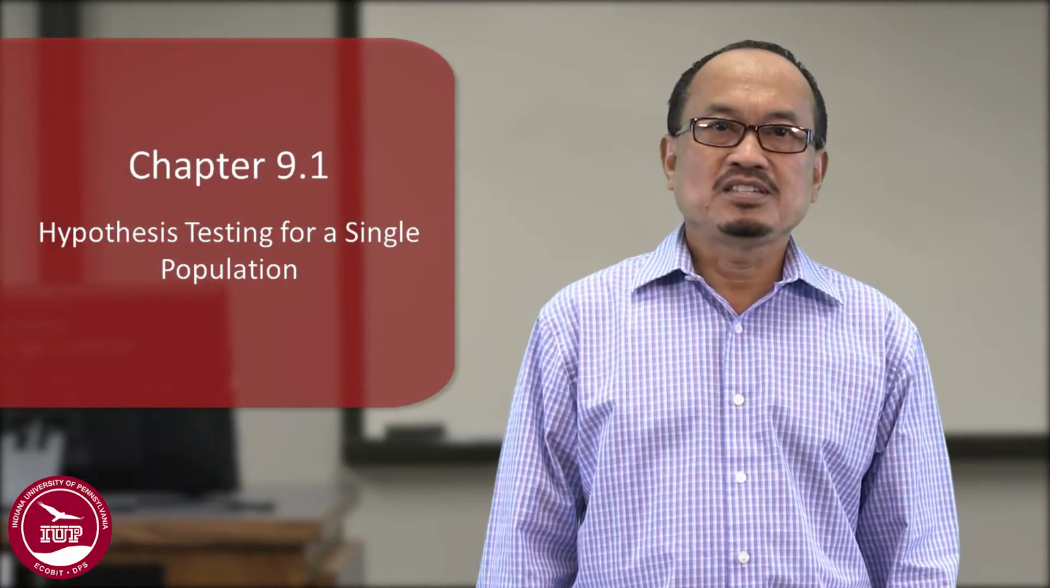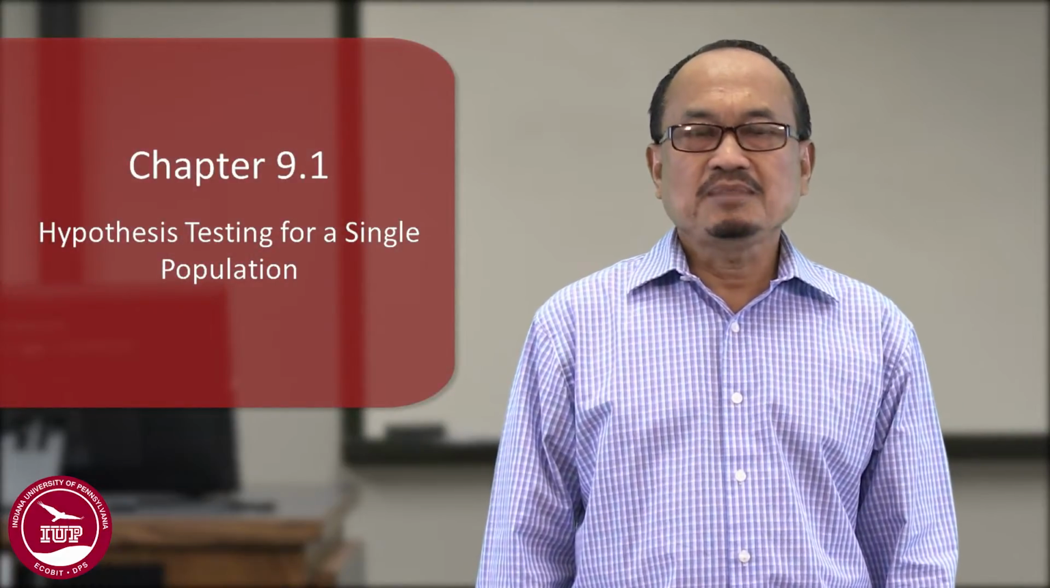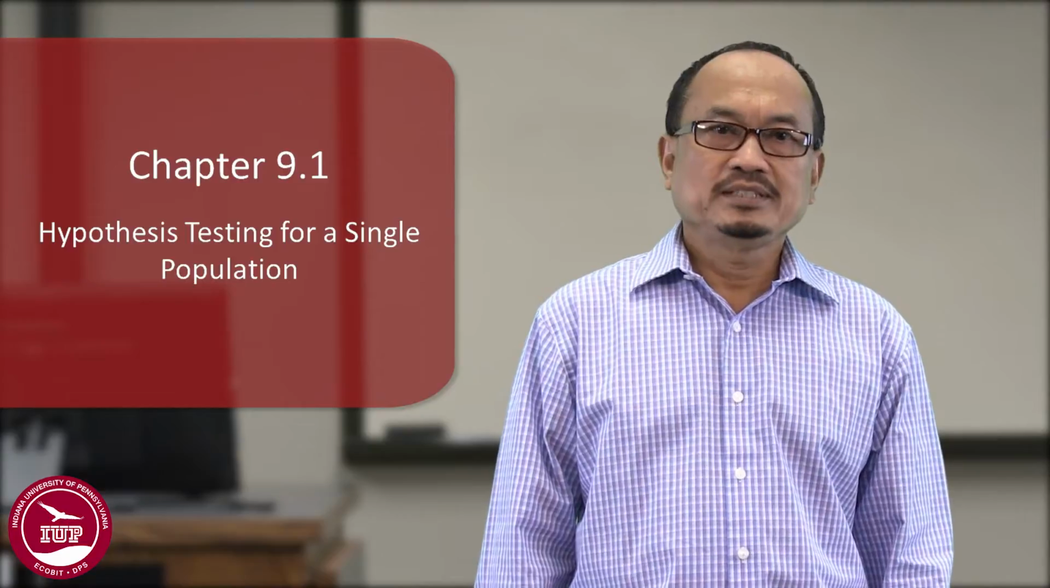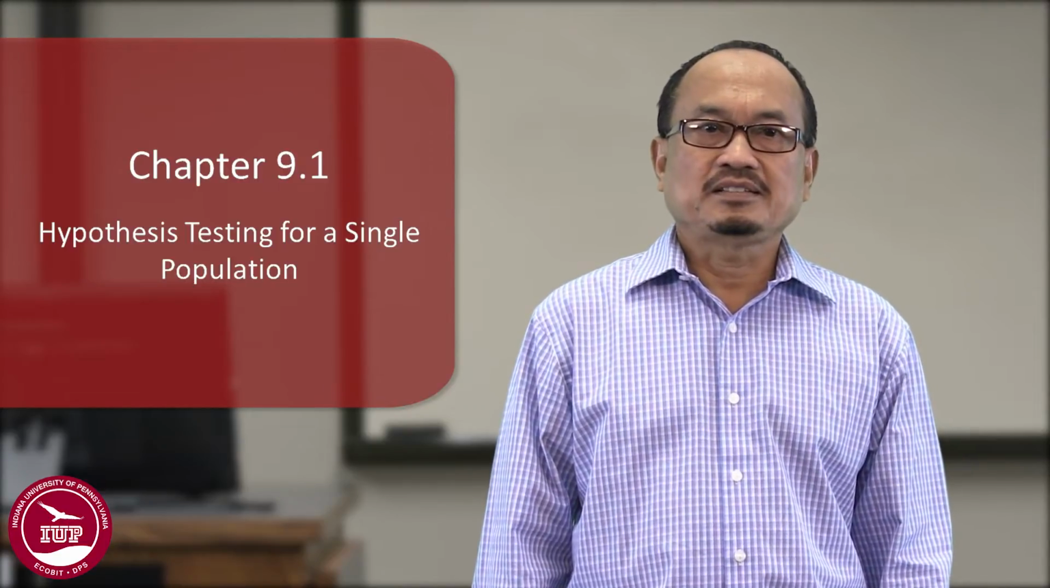Chapter 9, Hypothesis Testing for a Single Population. In this chapter, you will learn to: 1. State the null and alternative hypothesis. 2. Distinguish between a one-tailed and a two-tailed hypothesis test. 3. Understand the difference between a type 1 and type 2 error. 4. Understand the role that the significance level plays on the hypothesis test.